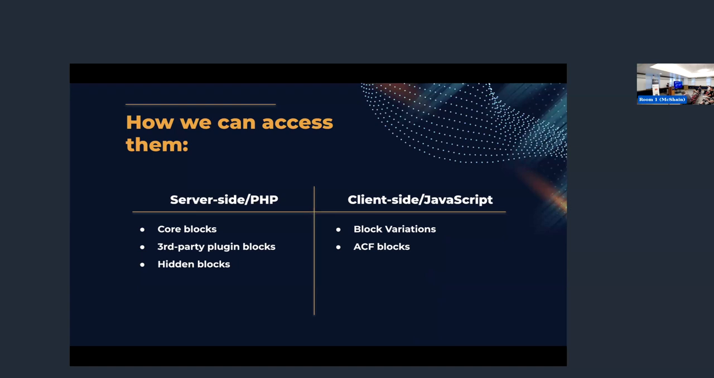Okay, so how can we access them? Access is a broad term here, but core blocks and third-party plugin blocks are registered via init server-side. And so we have access to them via the core registry that WordPress provides. Hidden blocks are registered via the registry, but they are hidden using JavaScript logic, so that's not super helpful. Client side, we have block variations. Those are registered and created on the fly with JavaScript. Same with ACF blocks, as far as I can understand.